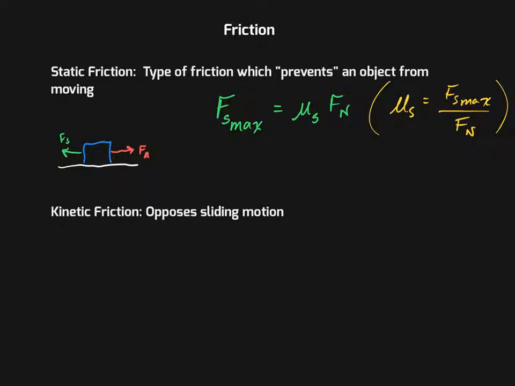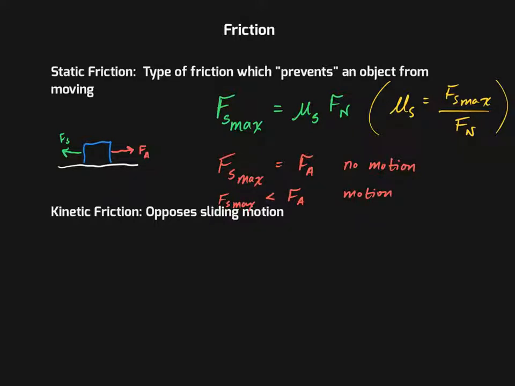Now, the big takeaway here is, again, this block is going to start moving when we just slightly overcome this maximum static friction. So what we could say here is that if our maximum static friction is equal to our applied force, we have no motion. However, if Fs max ever becomes less than the force applied, then we do have motion.